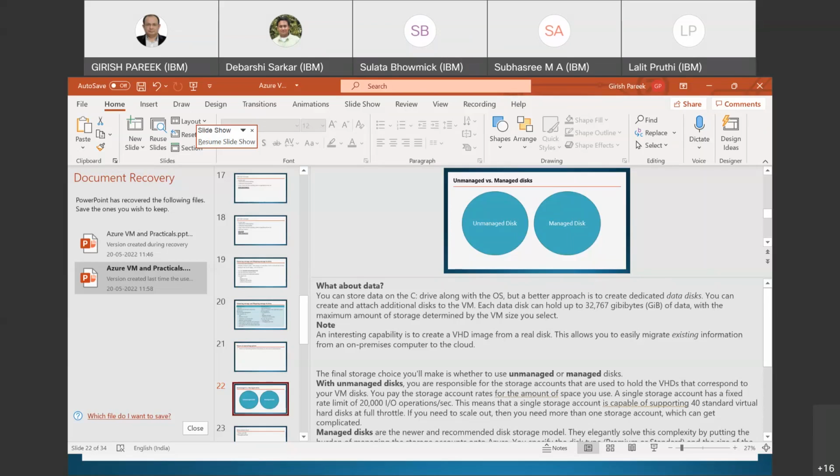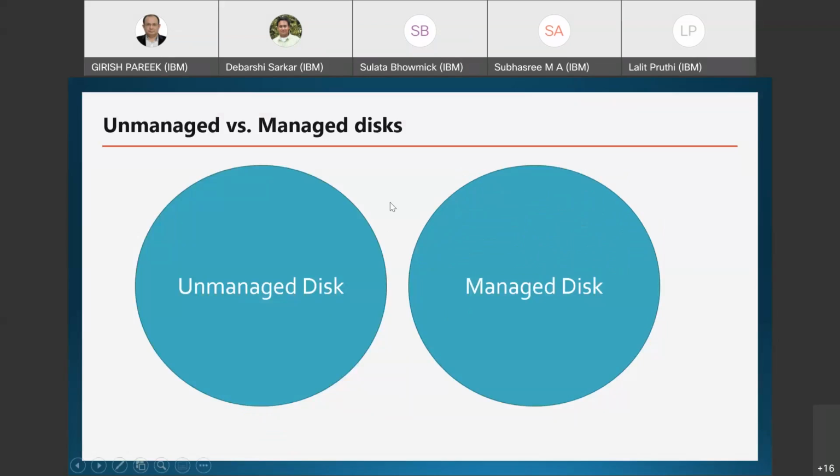This means that a single storage account is capable of supporting 40 standard virtual hard disks at full throttle. If you need to scale out, then you need more than one storage account. So you are creating a storage account, and this storage account can handle 20,000 IOPS.